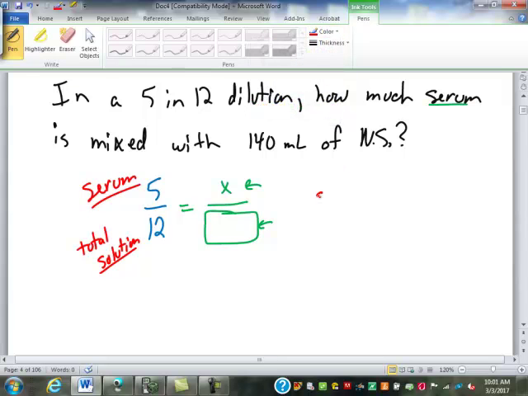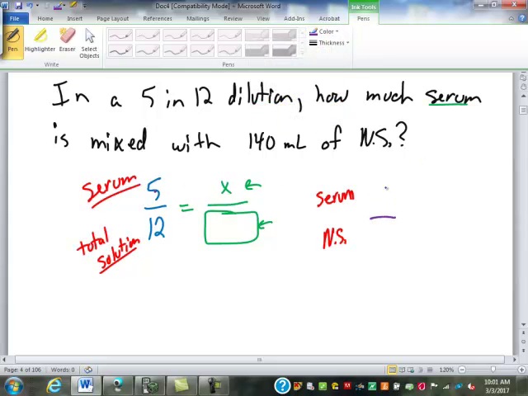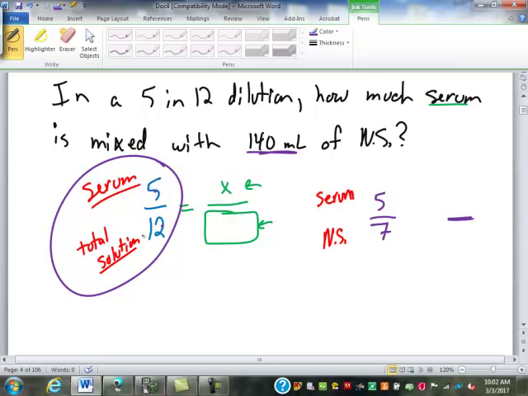So what we're going to do is create the ratio of serum to saline, or serum to water here. We still have 5 parts serum. How many parts of water do we have? Careful. The 140 is the total parts. That's going to go over on the other side. But in our ratio from the dilution, what was that? 7, yes. 12 minus 5 gives us 7. Because there's 12 total parts in the dilution. If 5 of those parts is serum, the other 7 parts have to be water.